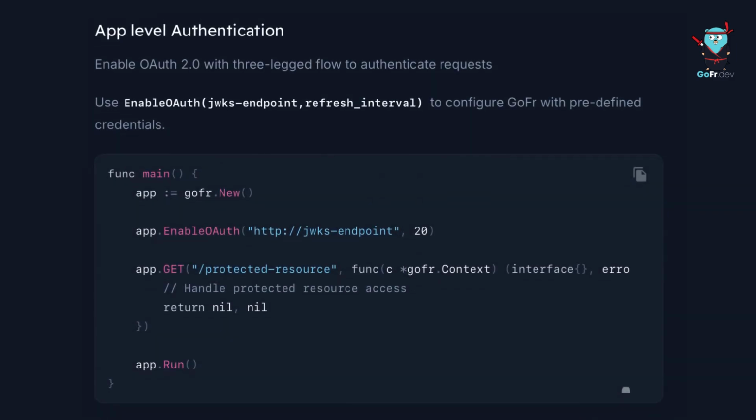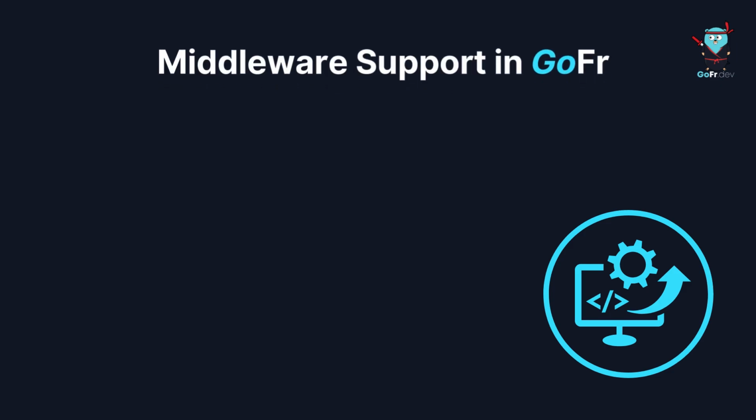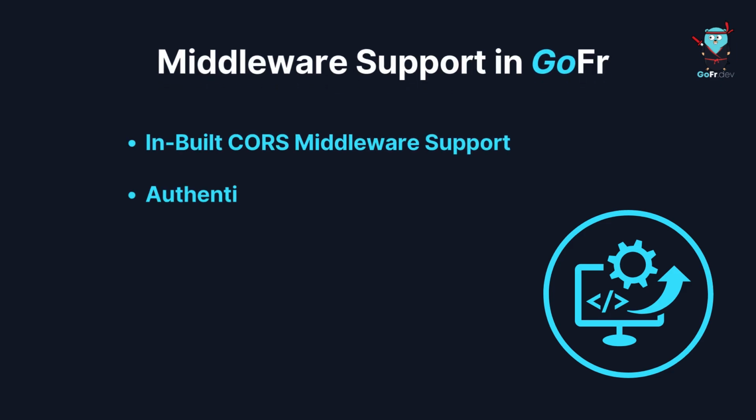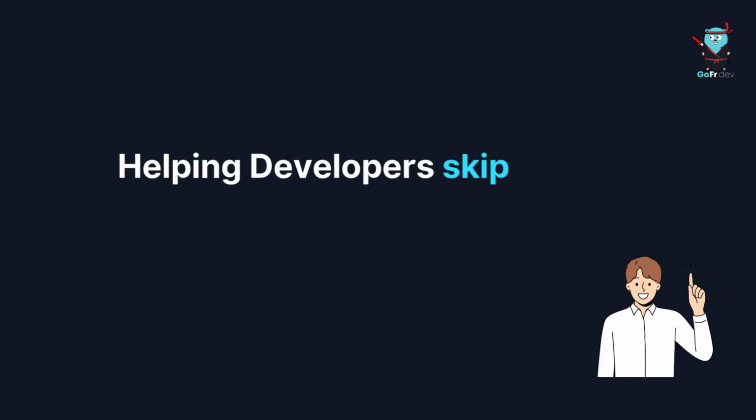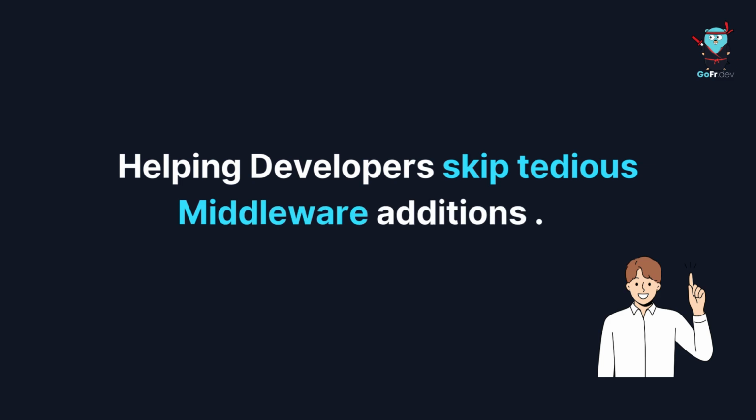To enable OAuth, we can use app.enableOAuth that takes a JWKS endpoint and a refresh interval to configure Gophr with predefined credentials. Now we have talked about coarse middleware as well as different authentication methods available in Gophr that help you skip the process of writing your own middlewares while developing applications in Gophr.